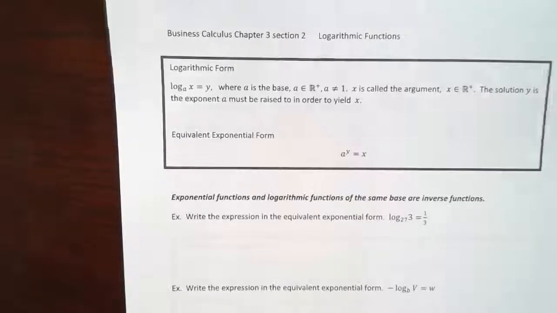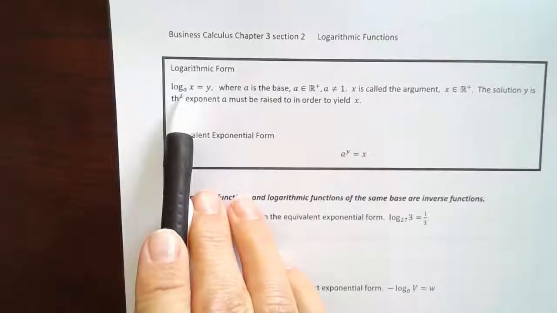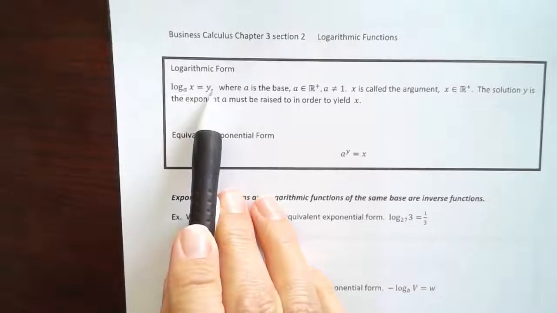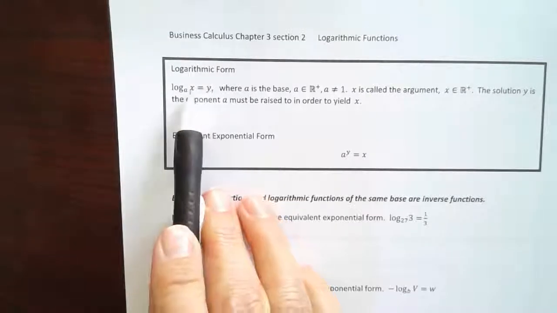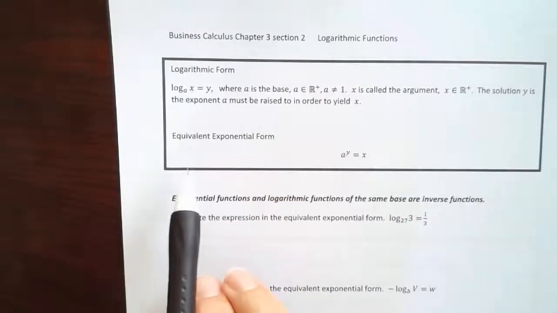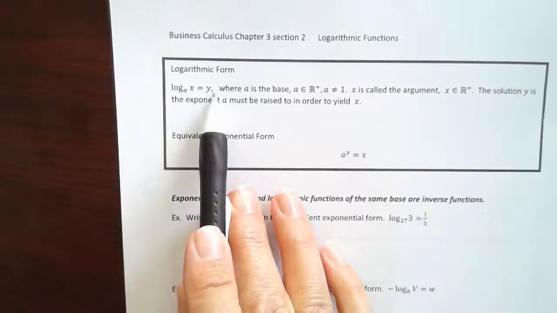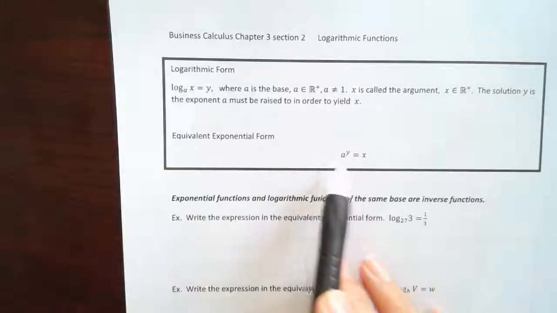So if you've got logarithmic form, it's going to be log base a of some number, we'll call the argument, is going to be equal to some number which will be the exponent on the a that created that argument. So your equivalent exponential form then is going to be the base raised to the exponent is equal to that argument, which is right here.